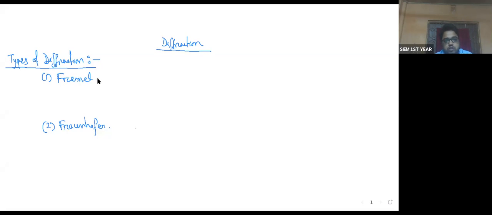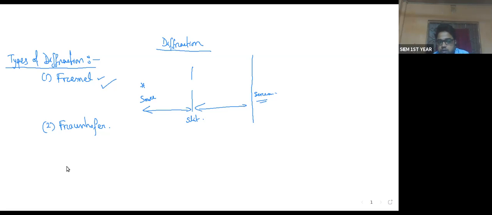Now, in case of Fresnel diffraction, you have a slit, fine, but you need a screen to visualize that bright and dark pattern, and you need a source of light. If the source of light and screen both are at physically finite distances from the slit, then it is known as Fresnel diffraction.